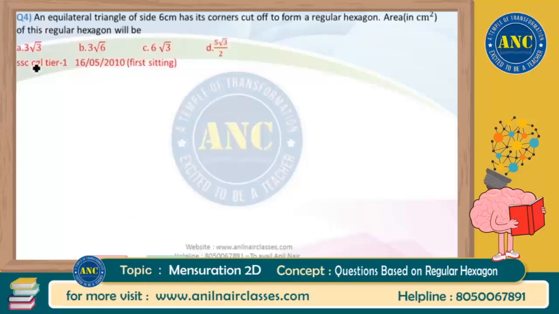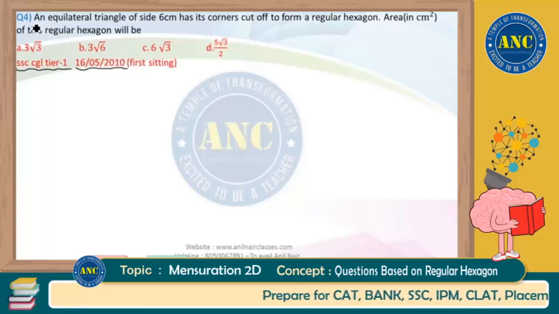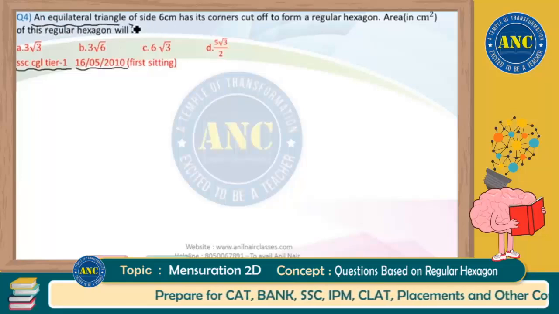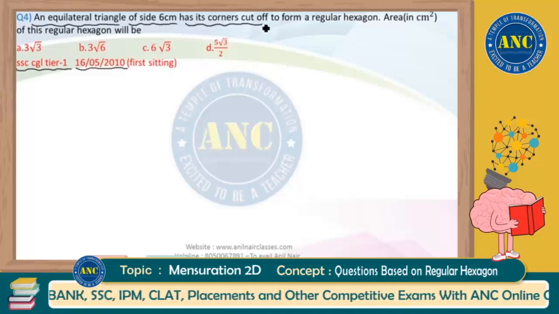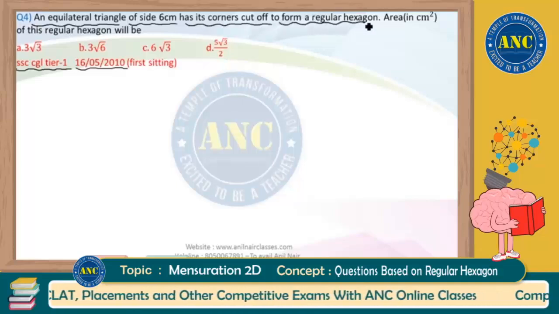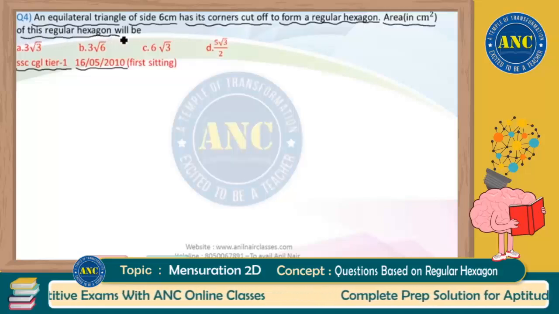Fourth question. SSC CGL Tier 1 question in the year 2010. Let us see this question. An equilateral triangle of side 6 centimeter has its corners cut off to form a regular hexagon. Area of this regular hexagon will be how much?